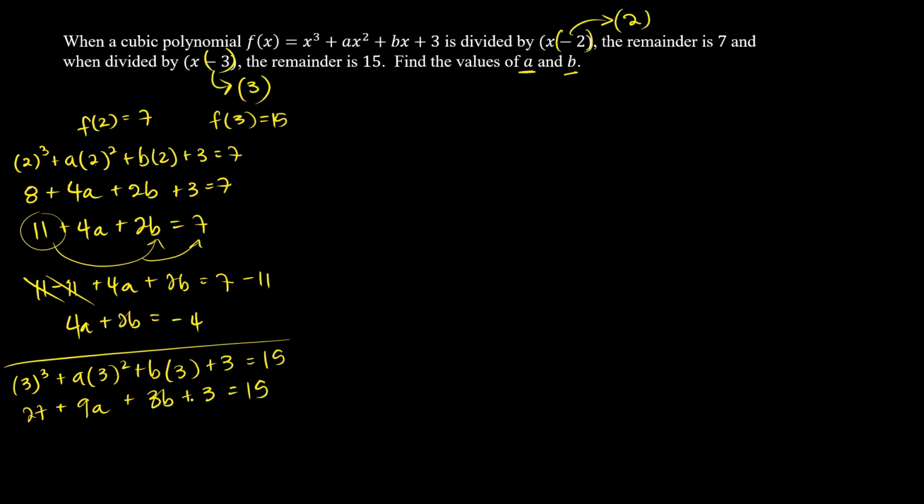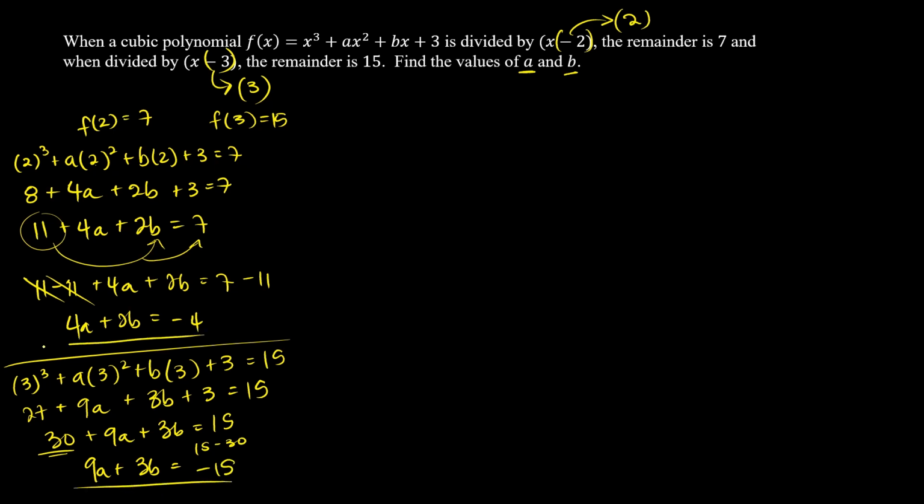So 27 plus 3, that's 30. Plus 9a plus 3b is equal to 15. So essentially, we'll have to subtract again 30 from both sides. So 9a plus 3b will be equal to 15 minus 30, and 15 minus 30 is negative 15. So this is our second equation. So this is our first. And right here, we've got our second equation.